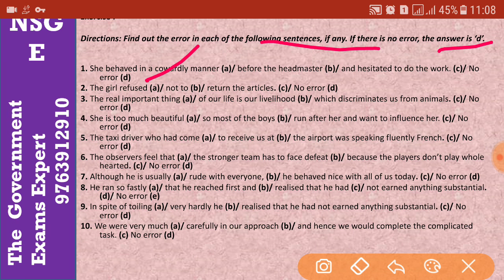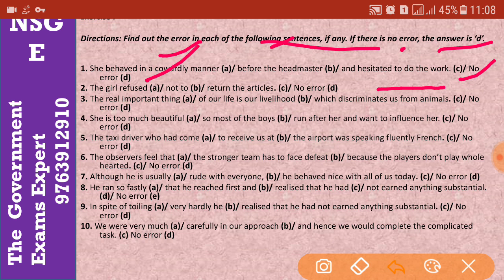पहला स्टेटमेंट कहता है: she behaved in a cowardly manner before the headmaster and hesitated to do the work. It is absolutely right, so you shouldn't put any wrong option. So you have to go for answer D. Okay, so for the first one, the answer is D.